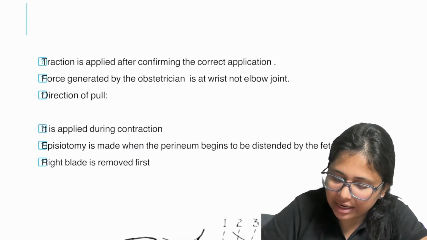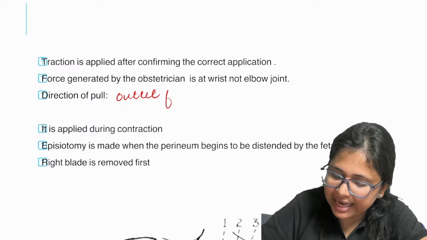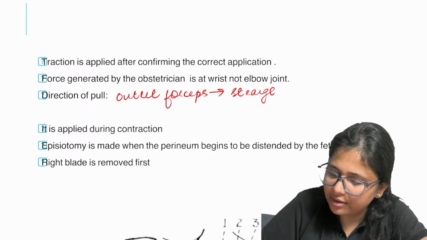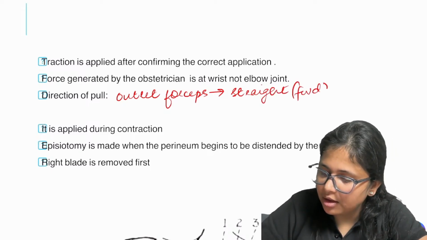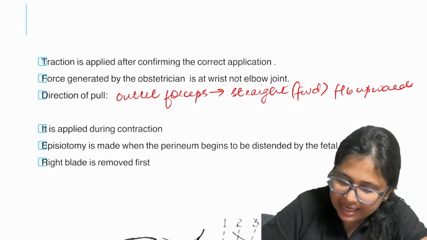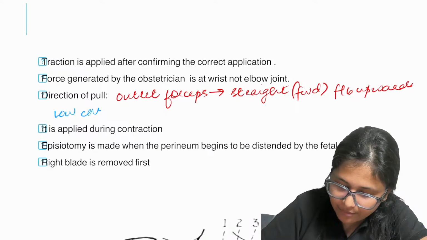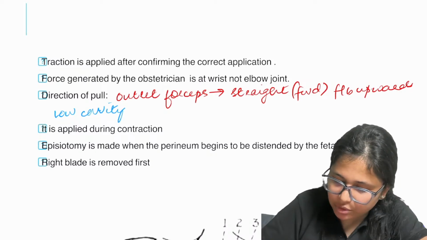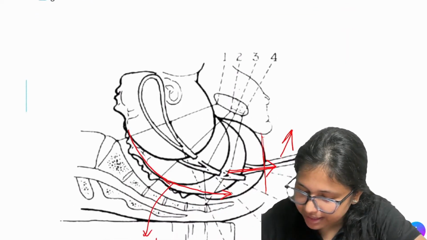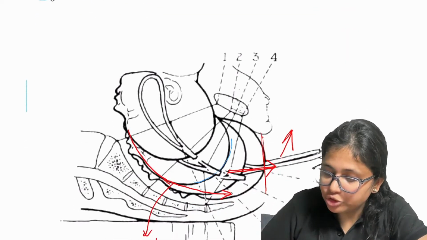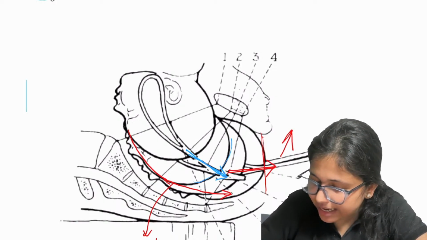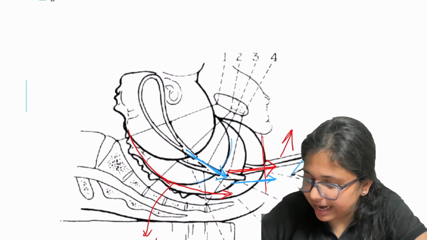So in case of outlet forceps, I hope this is clear, guys. In case of outlet forceps, it is going to be straight or forward, followed by upwards. But if we are using a low cavity forceps, which means the head is higher up, the head is over here. So in this case, we will have to pull it down when it comes to the level of the outlet, and then we will pull it straight and upward.